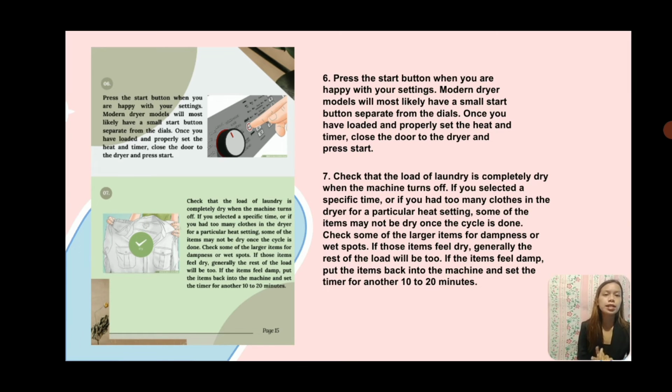And then, number 7, which I think is the last step, no? Check that the load of laundry is completely dry when the machine turns off. If you selected a specific time or if you had too many clothes in the dryer for a particular heat setting, some of the items may not be dry once the cycle is done. So we have to check some of the largest items for dampness or wet spots.